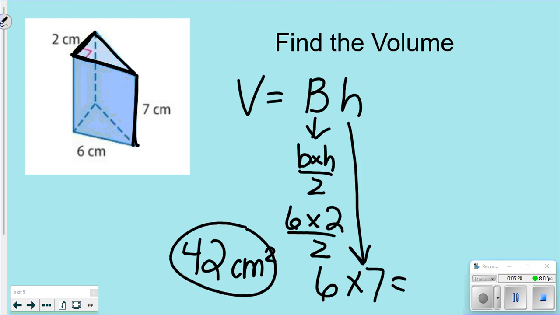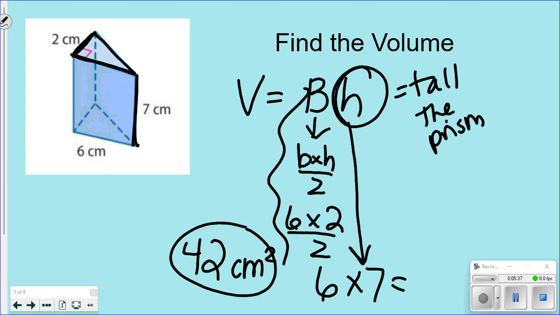So you can see that the big B sometimes will take a lot of work because you have to figure out what the formula is, and then figure the area of that base out first before you multiply by the height of the prism. And I want to make sure that you know this H is how tall the prism is. The H has nothing to do with the base. The H is how tall the prism is.